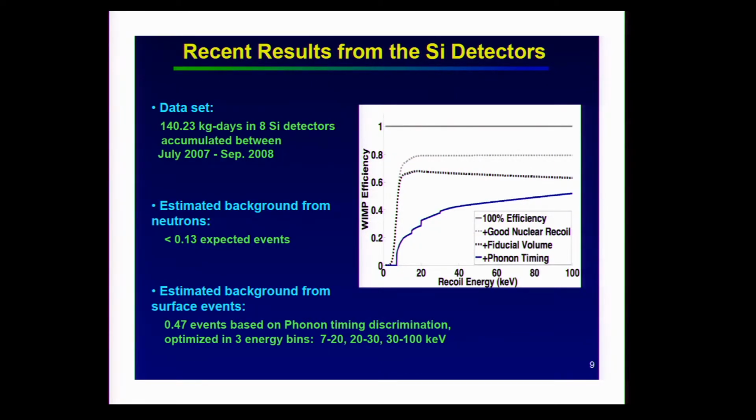We also released, as Peter mentioned, some results from the silicon detectors, CDMS II. Here's a plot showing the efficiency of the blind analysis. The efficiency is mostly decreased by the phonon timing cut, which is used to reject surface events. You see some bumps here because we optimized the phonon timing in different energy bins. We estimate the background to be 0.47, and the estimated background from neutrons was 0.13.